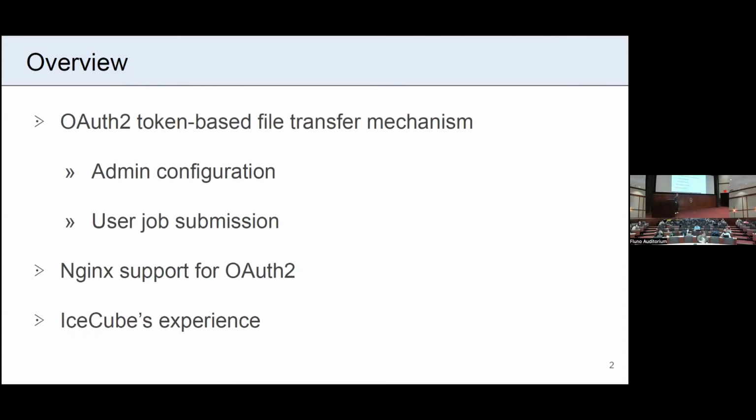Okay, so I'm here to talk about OAuth2 based token-based transfers for IceCube. This is something fairly new that we've been doing, but it's designed to get off of GridFTP and onto HTTP-based file transfers. So I'll first give a bit of an overview about how this sort of works and how admins need to configure things so that users can actually use it. Then we're using Nginx for our HTTP-based servers, so I'll cover some of that, and some of IceCube's experience in how this was all worked out.